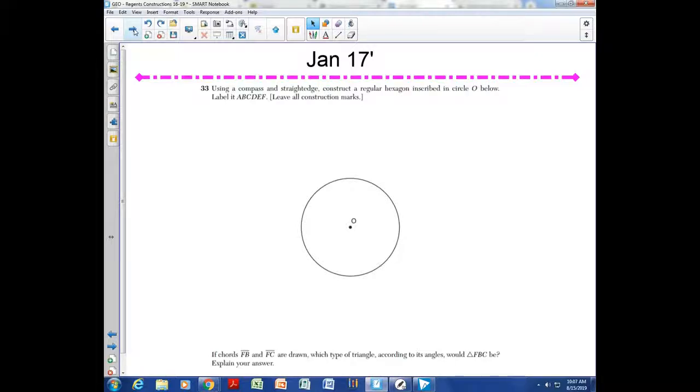Let's do the hexagon. We've already done this, so I'm going to do this a little bit quicker than we did before. Again, they give us the center. That's important because with the center, we need to be able to measure out the radius, right? And with the smartboard, it's a little bit harder to get it exact.